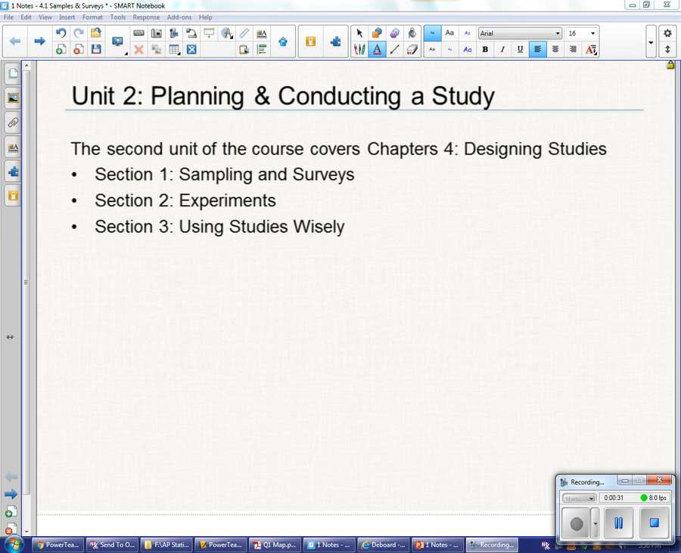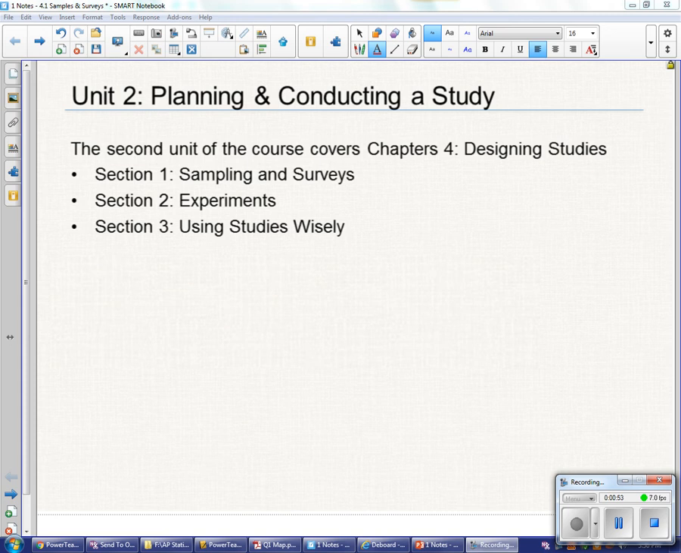We spent Unit 1 analyzing data, where you were given data sets. Sometimes you had one variable, sometimes you had two, sometimes the variables were categorical, sometimes they were quantitative, and you learned all sorts of methods for displaying that data using graphs and then analyzing the data using number summaries. And so in Unit 2, we actually sort of go backwards.